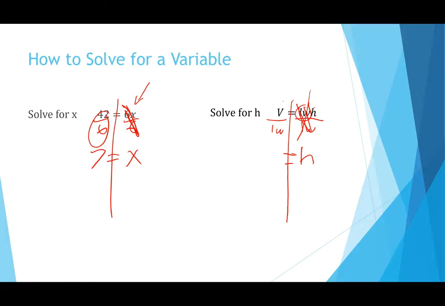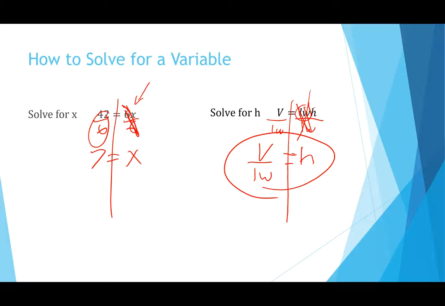And on the left side, well, we can't simplify it because none of those letters are similar at all. So we just leave it exactly the way it is. It is just simply V divided by LW. And there's your answer. Height is equal to the volume over the length times width.